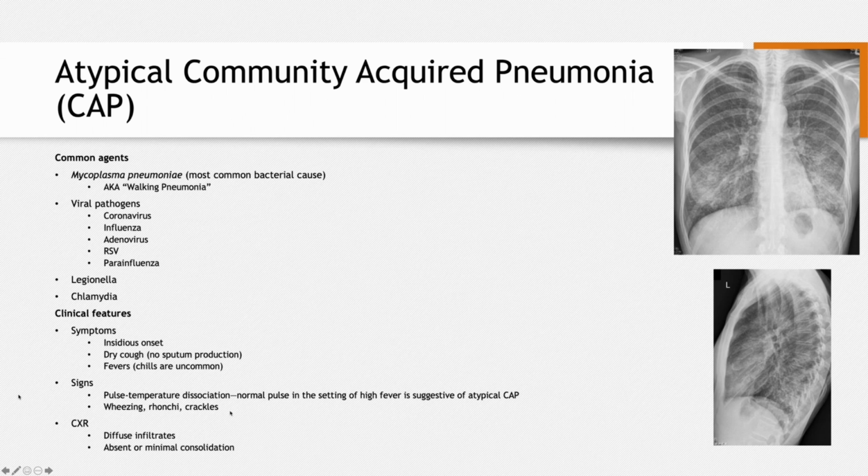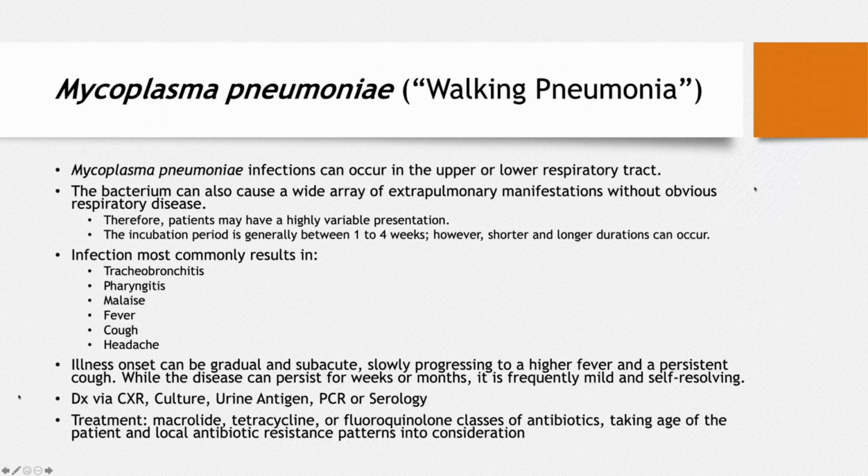Other things that you can hear on physical exam would be wheezing, rhonchi, crackles, kind of scattered throughout. On chest x-ray, they say that the chest x-ray for community-acquired atypical pneumonia actually looks worse than the typical type, because you see this diffuse reticulonodular infiltrate. It kind of looks like it spreads all over the place. And then in certain cases, you can have minimal consolidation. So you don't really see it in one specific lobe. You kind of see it scattered throughout.